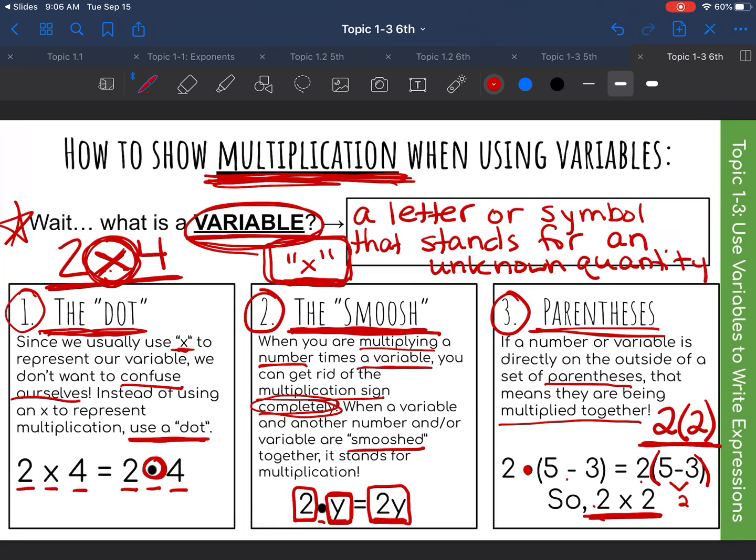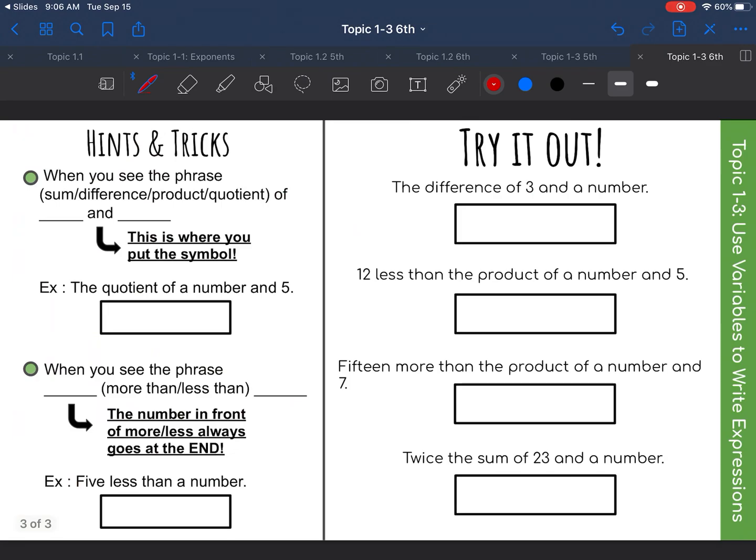So now let's do some examples using those things. We are going to write out expressions by reading a sentence. All right, so let's look at this example. Hints and tricks. So for example, if I were to say a phrase like the product of 5 and 3, we are going to write out what that expression would look like. Okay, so I'm going to go over some hints and tricks for you.